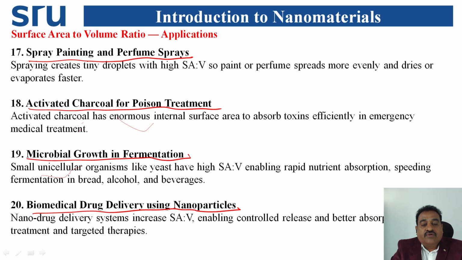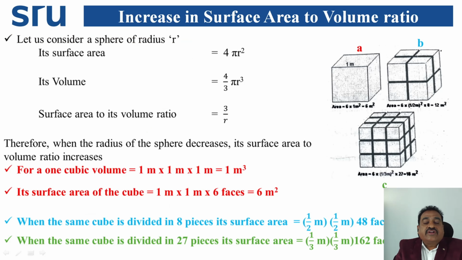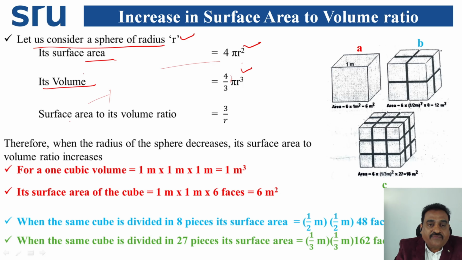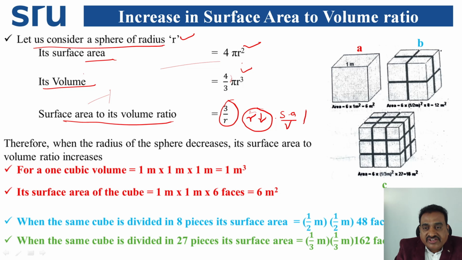Surface area to volume ratio. Again, try to understand surface area to volume ratio in simple terms. Let us consider a sphere of radius r: surface area 4 pi r square, volume 4 by 3 pi r cube. So surface area to volume ratio we get 3 by r. So when bulk material is divided into small pieces, the radius of the sphere decreases, then surface area to volume ratio increases.